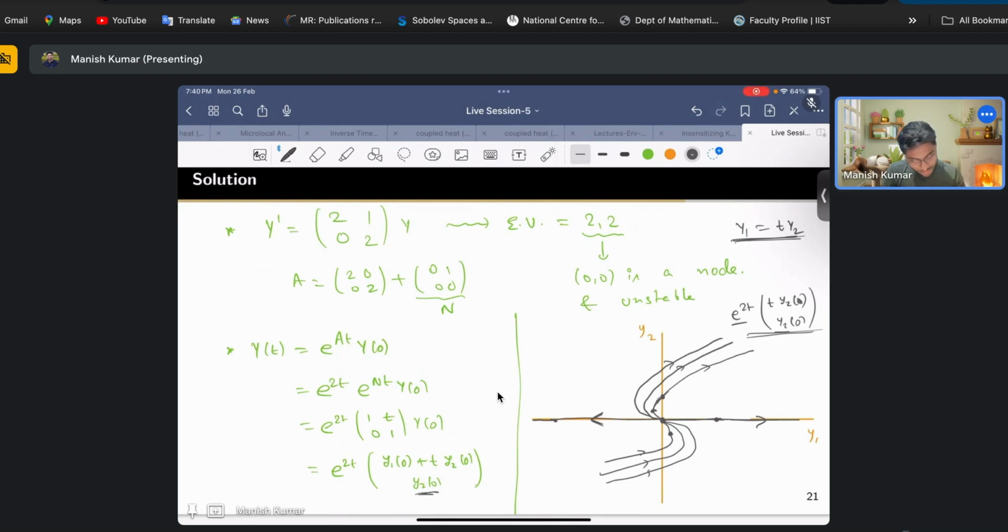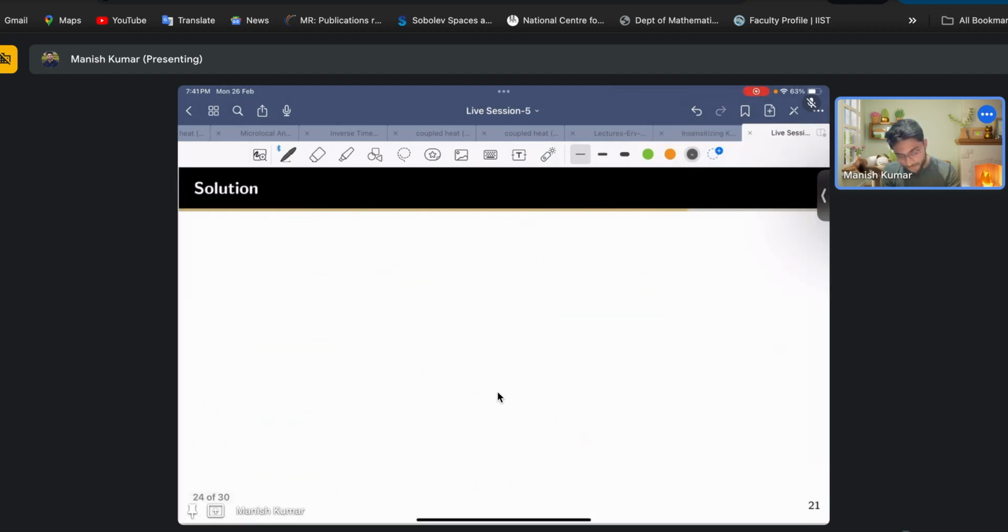So let me write it this way: e^(2t) times (y10 plus t y20, and y20). Then why am I saying it intersects this y-axis? Because you can see this curve. This y10 plus t y20, that is the first component, is becoming 0 for some value of t, right? Maybe I should take a particular graph, so let me draw it here. I'm saying if you start from here, the curve would be like this, right? This is my claim.